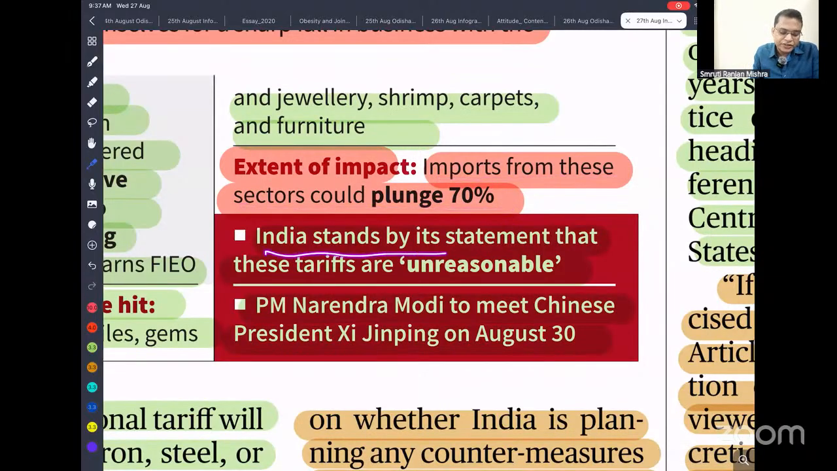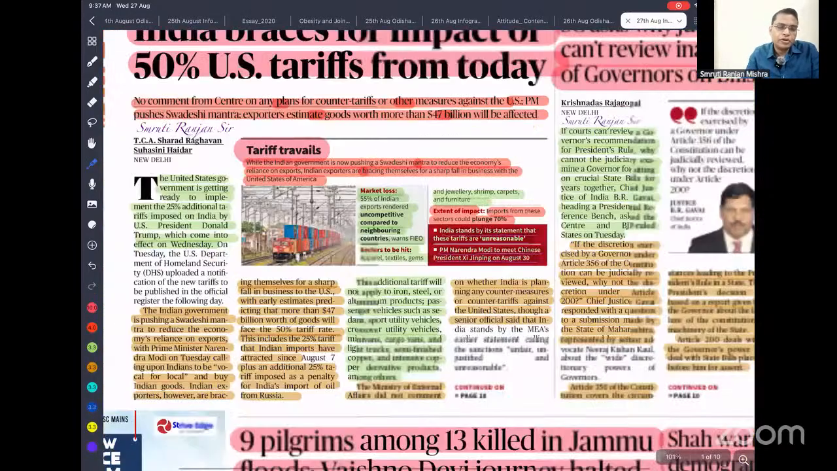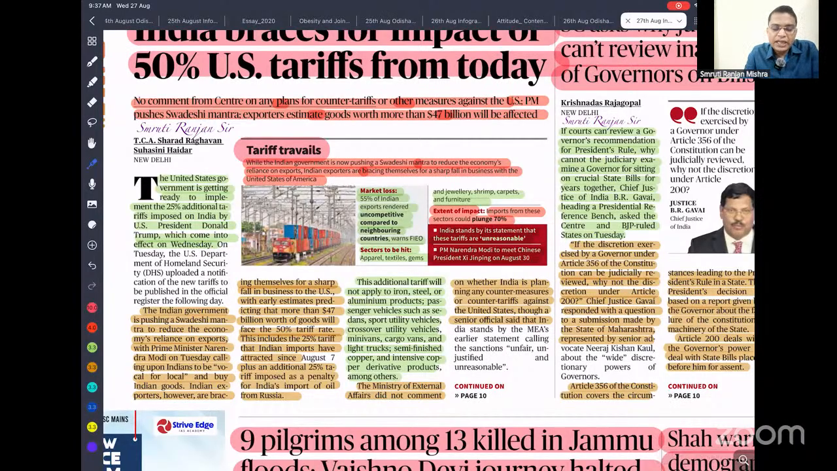India stands by its stance, with the meeting with Chinese President Xi Jinping on August 30. After the tariffs from the USA, India is engaging with multiple partners. One of them is China. So we are engaging with China, and China and India, along with Russia, this is called RIC.